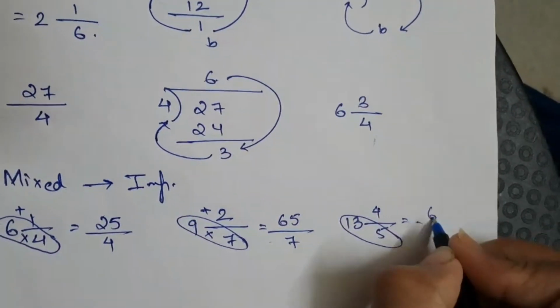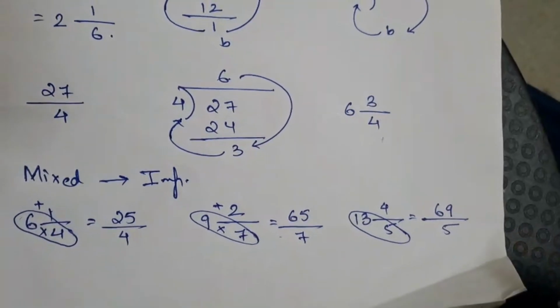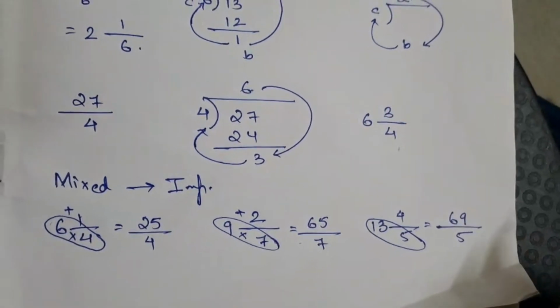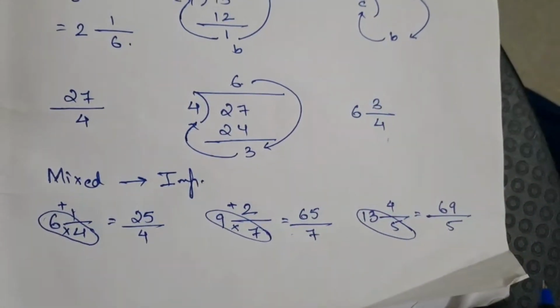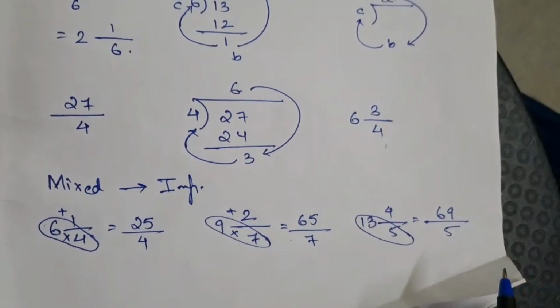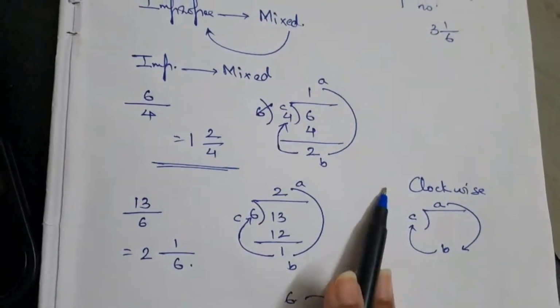65 plus 4 becomes 69. 69 upon 5 would be the mixed fraction of it. Okay, that would be the improper fraction of the given mixed fractions. This is how we convert the mixed fractions to improper fractions and improper fractions to mixed fractions.